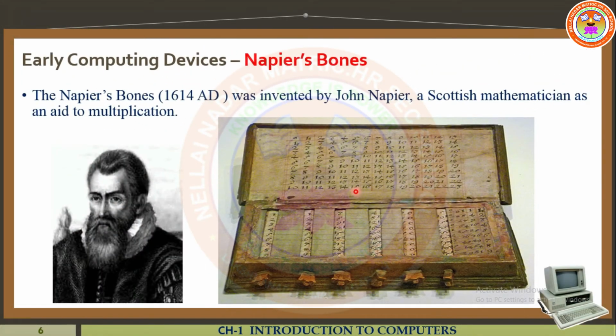The next important calculating device is Napier's bones. The device name is Napier's bones. How did the name come? Napier's bones was invented by John Napier in the year 1614 AD. He was a Scottish mathematician, and it was made as an aid to multiplication. For what purpose was this device introduced? To do multiple calculations. So this is about Napier's bones.